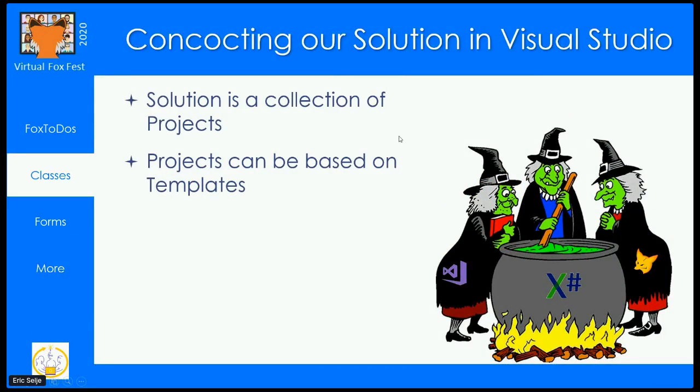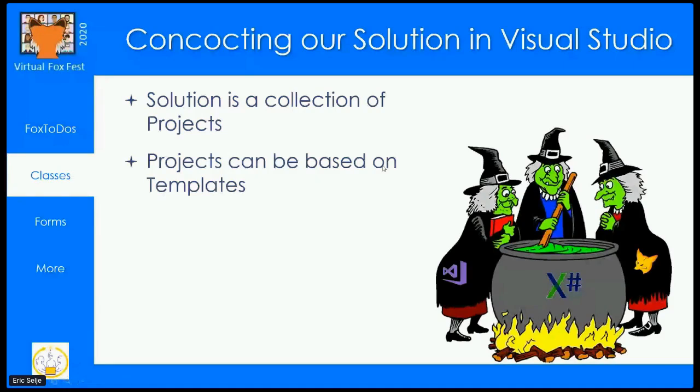In Visual Studio, what we call a project is actually a solution, and that is a collection of projects, which are the main working units. Each project compiles down to either an EXE or a DLL as part of the solution. And projects can be based on templates, and that's what we're going to see in just a minute here.